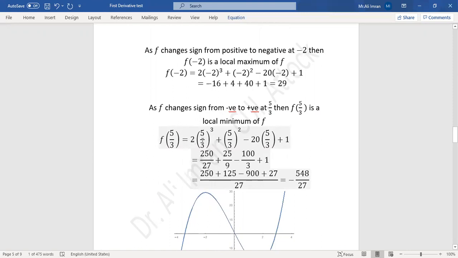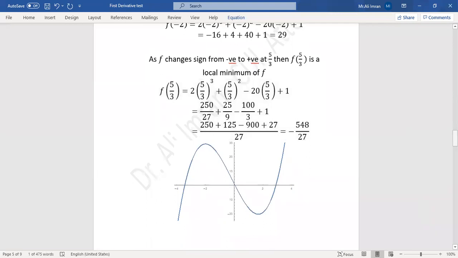2 into 5 by 3 cube plus 5 by 3 square minus 20 into 5 by 3 plus 1. If we simplify this, we will get the local minima equal to minus 548 divided by 27. At the end, we have to sketch the graph. This is the graph of the given function.